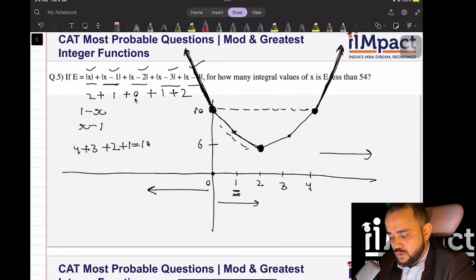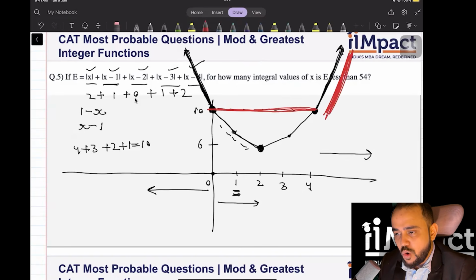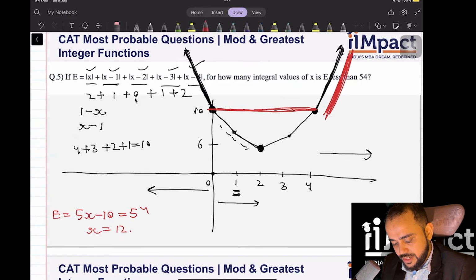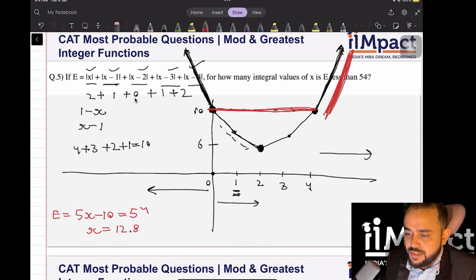Now obviously it is going to lie on this length, because between 0 to 4, the maximum you are being able to take is 10. So on this section, all of these mods will open up as positive. So E will turn out to be 5x minus 10. This is equal to 54, or x is equal to 64 by 5, which is 12 point something, let's say 12.8. Right, 64 by 5.